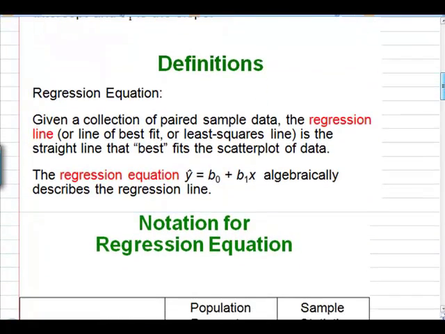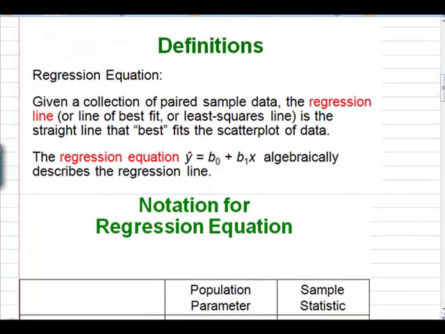So, a regression equation: given a collection of paired sample data, the regression line, or line of best fit, or least squares line, is the straight line that best fits the scatter plot of the data. So it's going to take on this form.